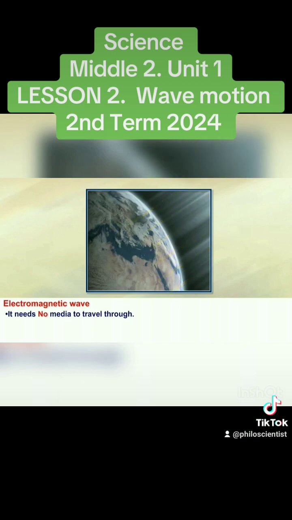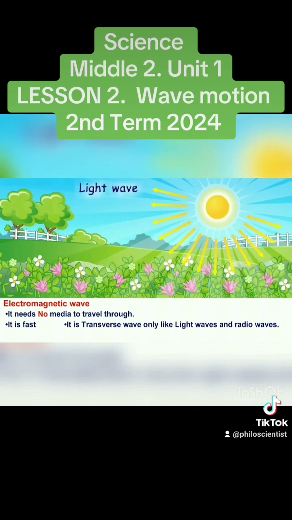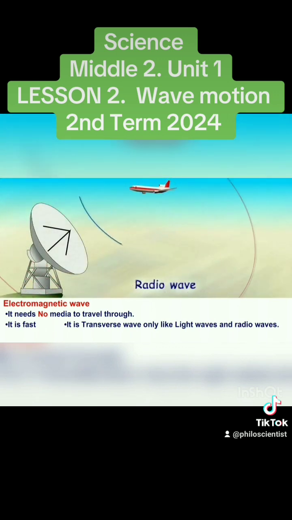Electromagnetic wave. It needs no media to travel through. It is fast. It is a transverse wave only, like light waves and radio waves.